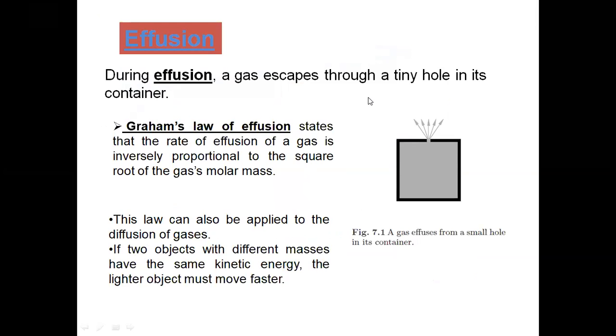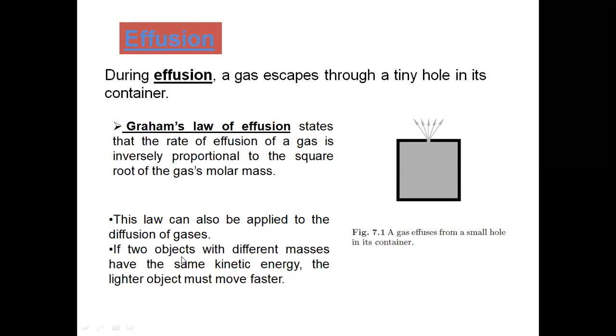Effusion is when a gas escapes through a tiny hole in its container. So if we have a container with a gas, these molecules will escape from a tiny or small hole. Graham's law of effusion states that the rate of effusion of a gas is inversely proportional to the square root of the gas molar mass. This law can also be applied to the diffusion of gases.